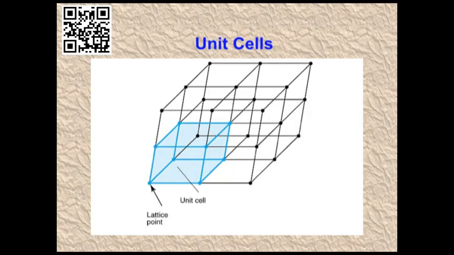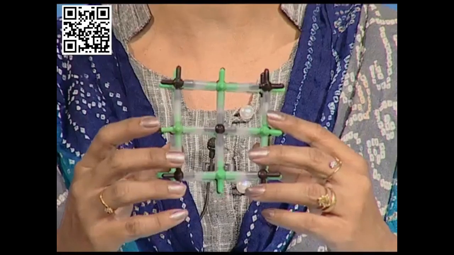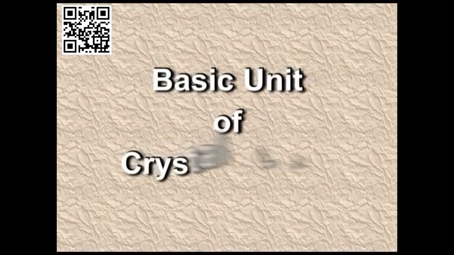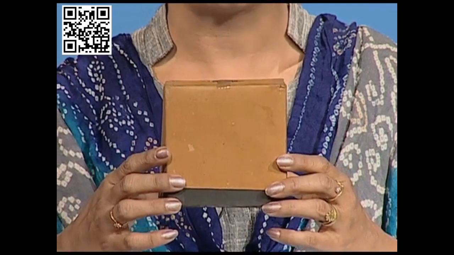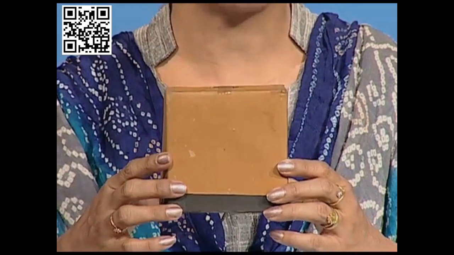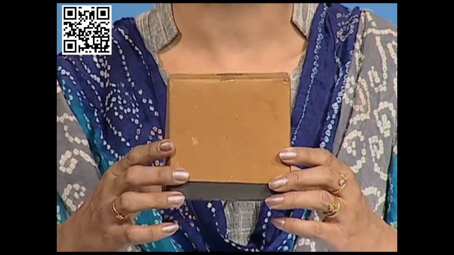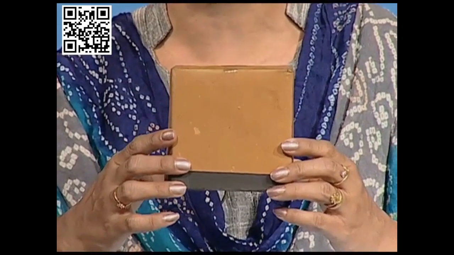It is repeated in three dimensions and we are getting the entire crystal lattice. It resembles this. Now let us study the unit cells in detail. That is the basic unit of the crystal lattice. This is a unit cell. When it repeats itself in three dimensions, we get the entire crystal lattice.